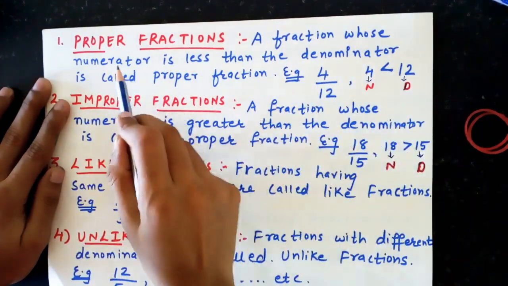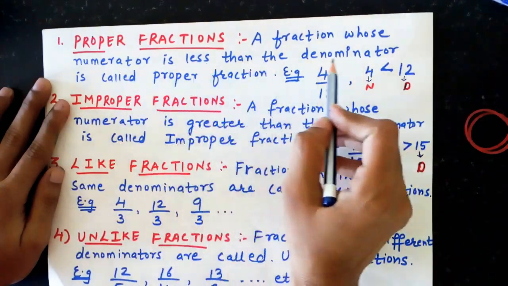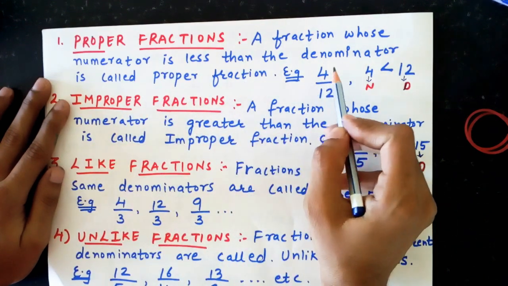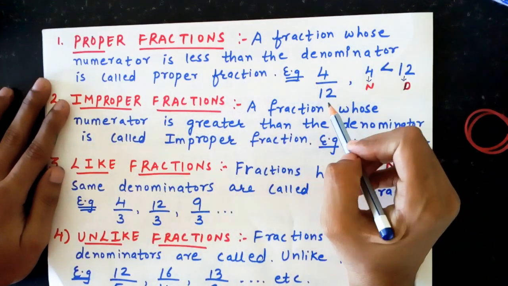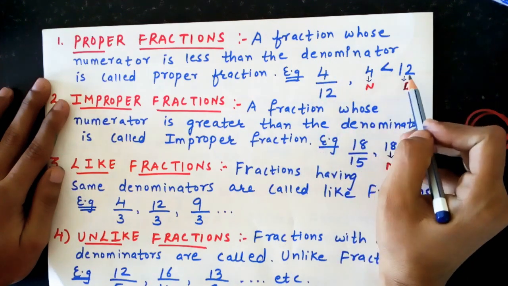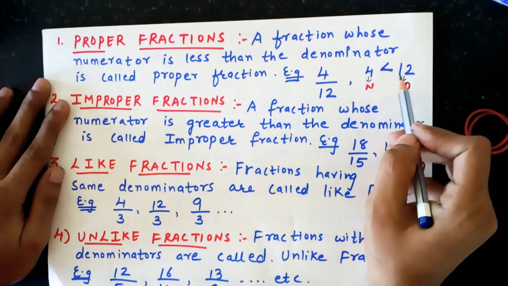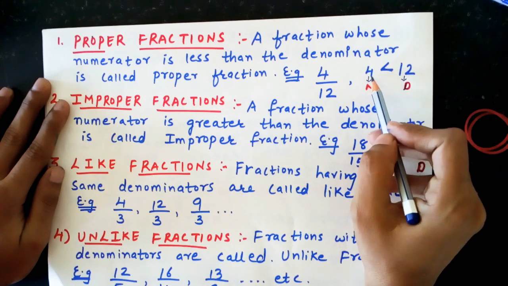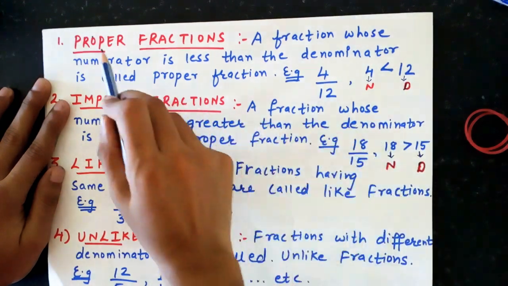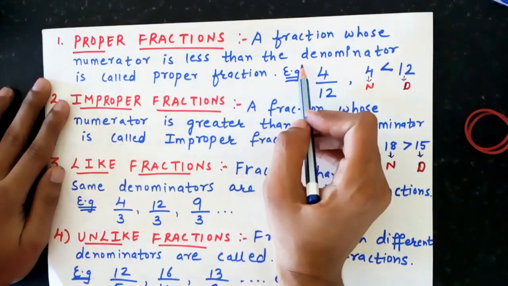A fraction whose numerator is less than the denominator is called a proper fraction. Numerator means this top one, this 4. Example is 4 by 12. For example, this 4 by 12, this 4 is less than 12. As you can see, 4 is the numerator and 12 is the denominator. So the numerator is less than the denominator. So this is an example of a proper fraction.